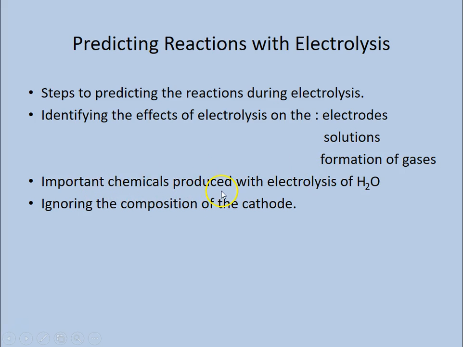So important chemicals are produced with the electrolysis of water. So water is a really important thing to always take consideration of with electrolysis, and the composition of the cathode, why we don't have to worry about that.